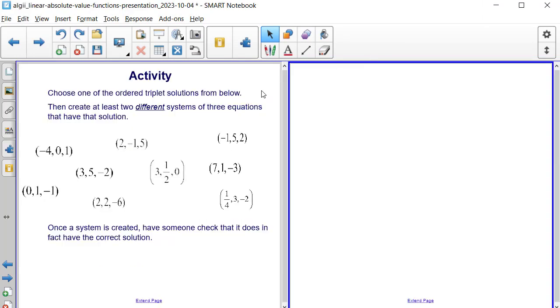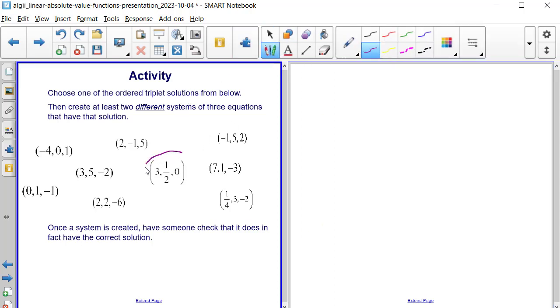Here's an activity. Choose one of the ordered triplet solutions from below and create at least 2 different systems of 3 equations that have that solution. And once a system is created, you could have someone check that it does, in fact, have the correct solution. So here's an example of what can be done. And I'm going to select this point, 3, 1/2, 0.